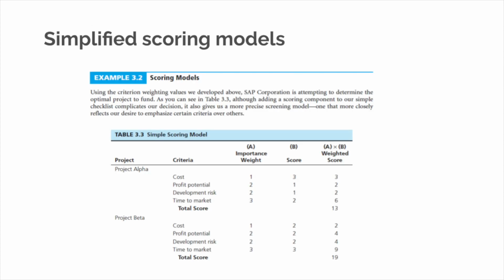So here we have to assign the weights, and then we do our assessment, and we multiply the assessment, in terms of our score assessment, with the weight, and we get a tally for a weighted score. Whichever ones weigh higher, in this case Project Beta, would have a higher ranking than Project Alpha. That would be the preferred project.